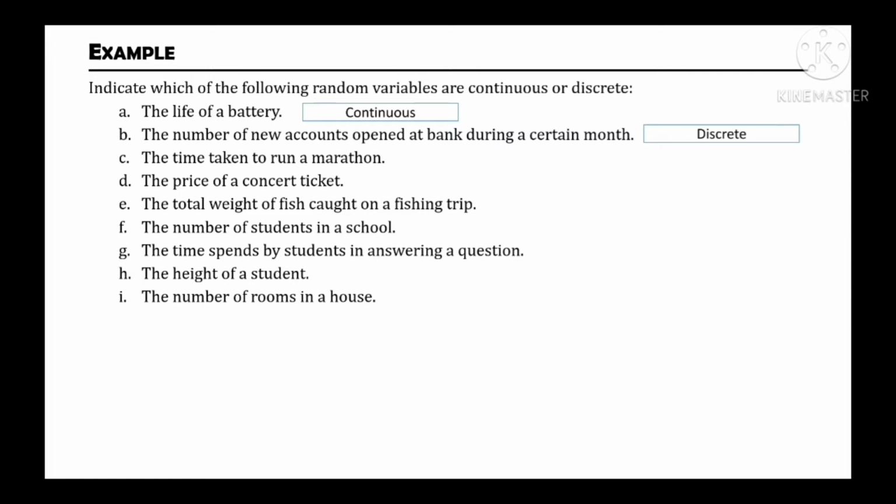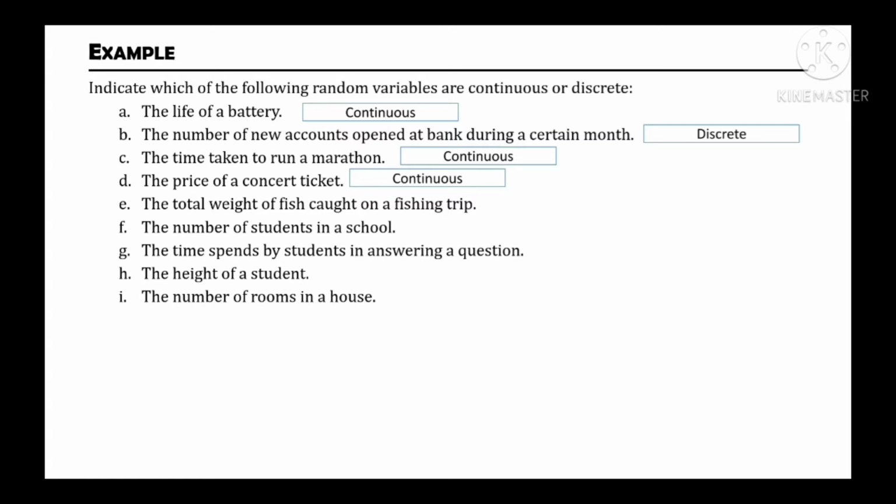C. Time taken. Time is continuous. D. Price. Again, we have ringgits and cents. So price is a continuous random variable. In other words, anything that has decimals is considered a continuous random variable.